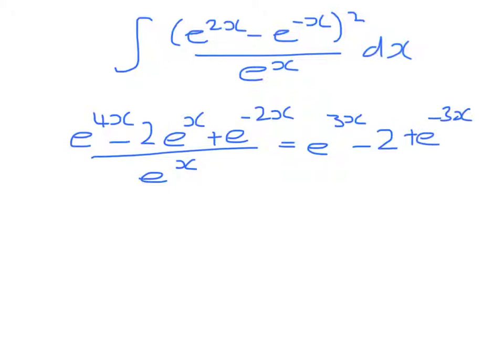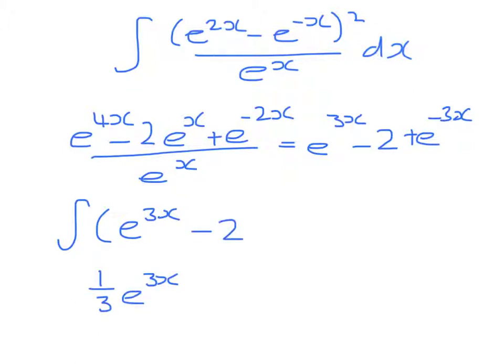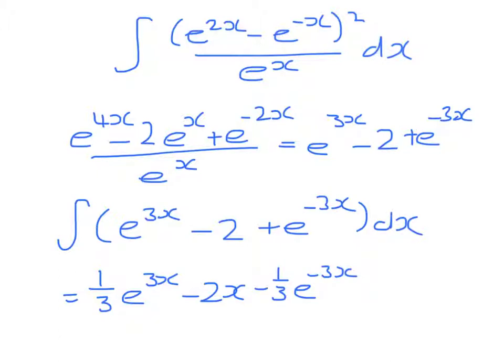So if I integrate that, e to the 3x becomes 1/3 e to the 3x. Minus 2 integrates to give minus 2x. e to the minus 3x integrates to give minus 1/3 e to the minus 3x. And we must remember in the end to put in our constant of integration.